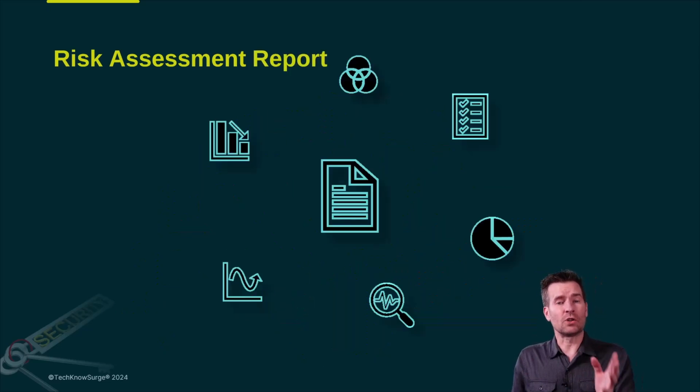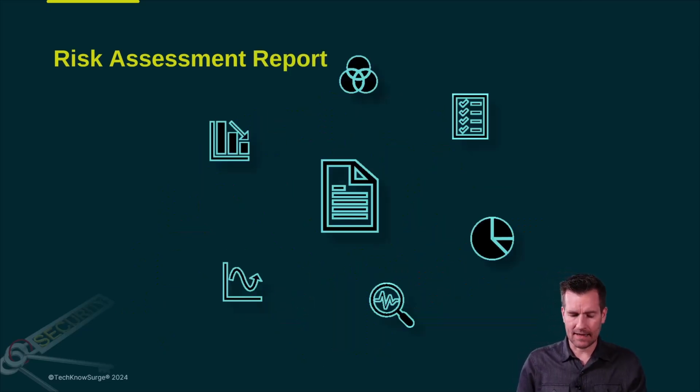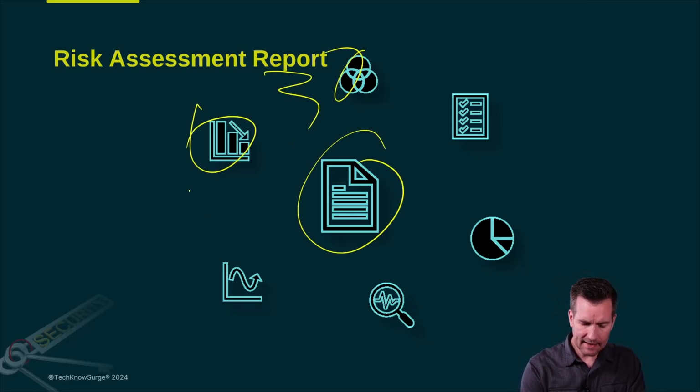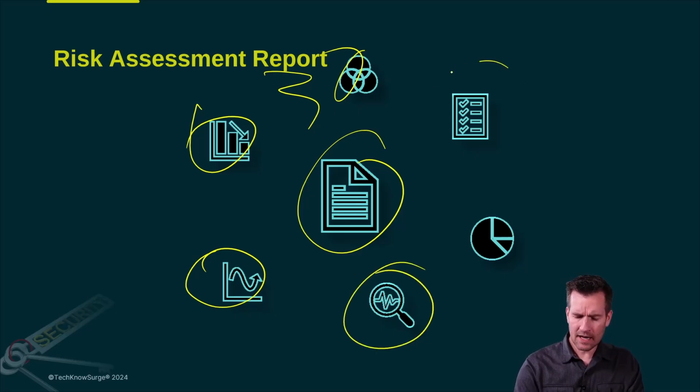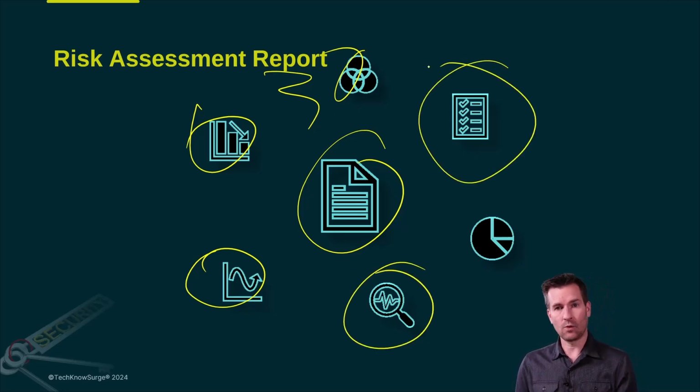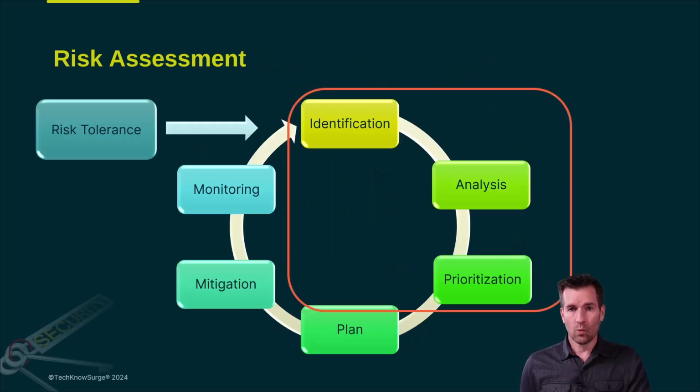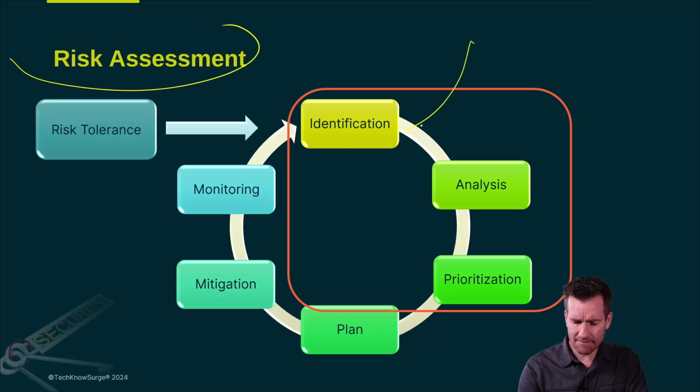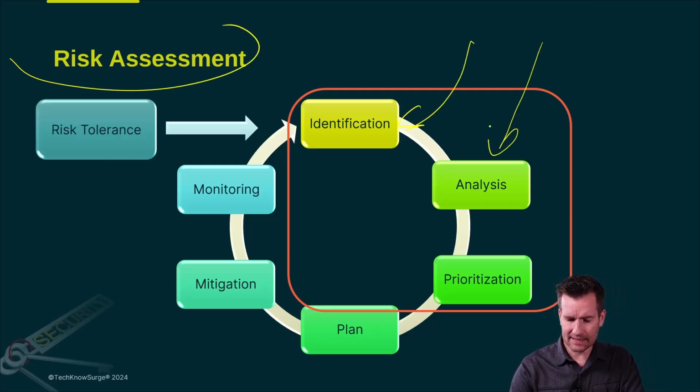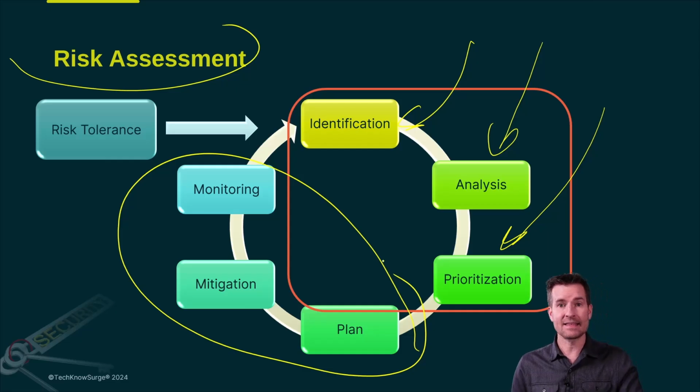Really, the end result of this risk assessment process is going to be a report. A report that's going to have all sorts of data involved, analysis involved. It's going to have all the risks listed out, what the top risks are. Risk assessment is really about identifying those risks, doing analysis on those risks, and perhaps doing some sort of prioritization on those risks. So then we can take action against that report.